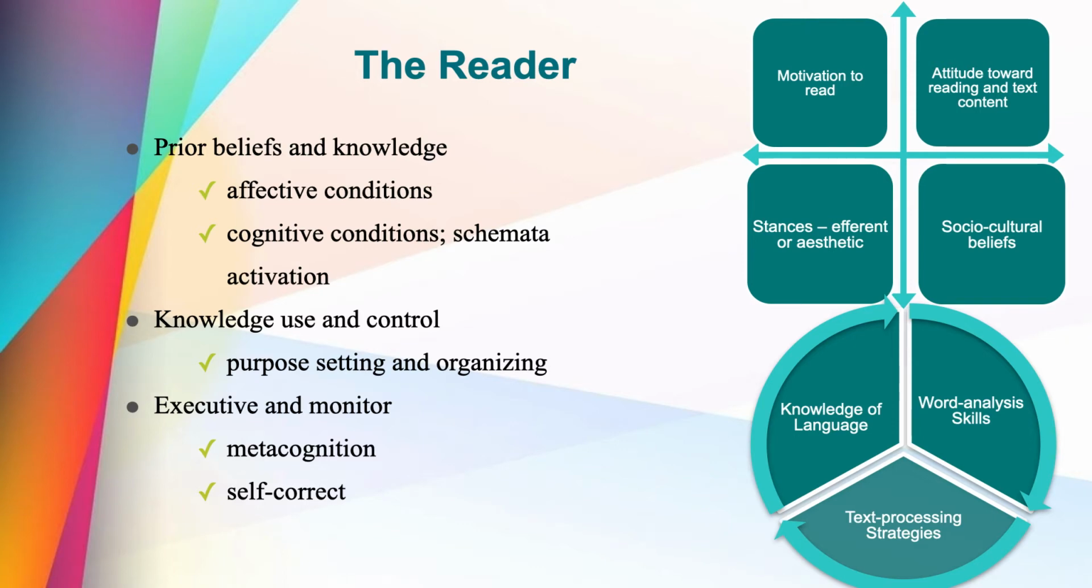Prior beliefs on knowledge, knowledge use and control, the reader's executive and monitor. These are some of the factors that influence reading as a meaning construction process. The past experiences of the reader, assumptions and convictions are some of the factors that make up the reader's prior beliefs and knowledge. These directly affect the reader's affective and cognitive conditions. The affective conditions are motivation to read, stance the reader takes during reading, attitude towards reading and content, and sociocultural values and beliefs about reading.